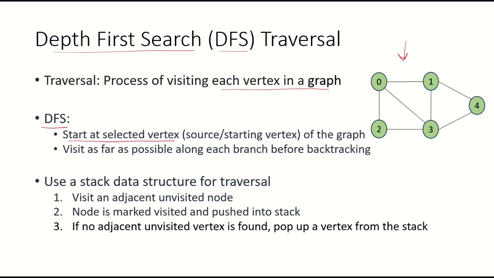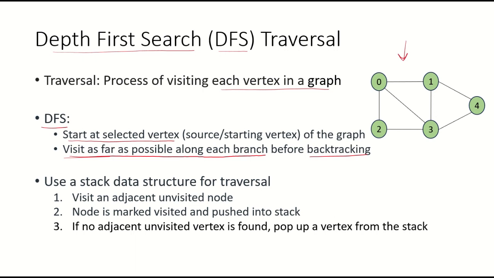It could be 0, 1, 2, 3, 4. And then for that particular node, we have to go into the depth. That means visit as far as possible along each branch. So we have to go deep, and once we reach any node for which we cannot go further deep, then we have to start backtracking.